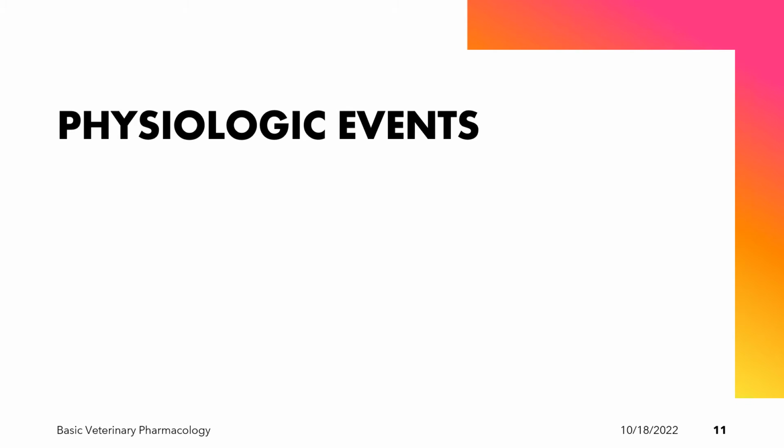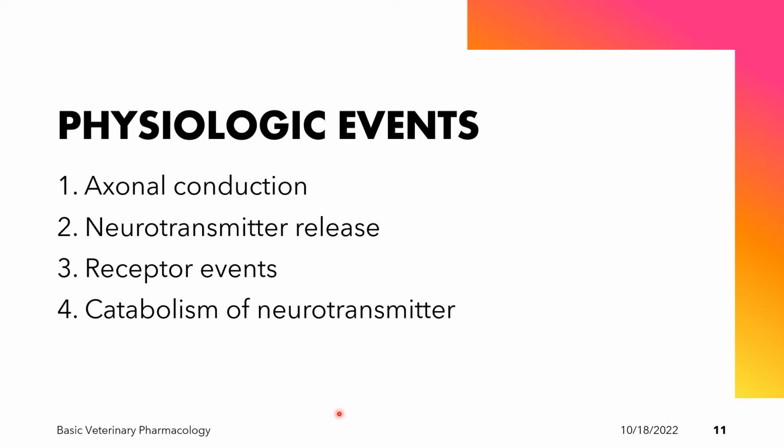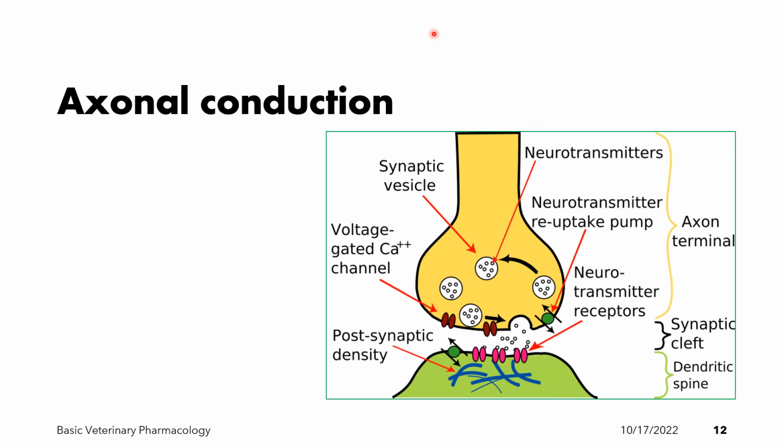These are the physiological events in the neurohumoral transmission, or the transmission of the signals or the impulse from one nerve to another nerve. First is the axonal conduction. It is followed by the release of the neurotransmitter, then the receptor events, and the catabolism of the neurotransmitter.